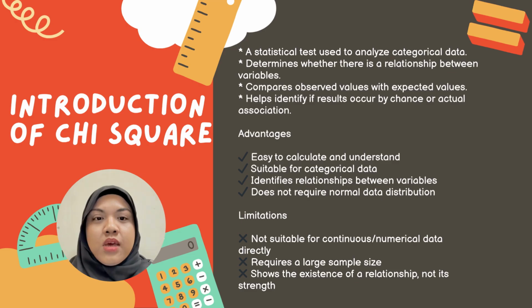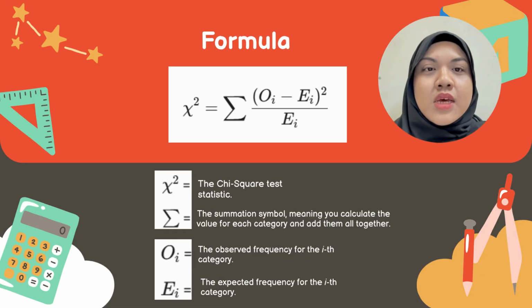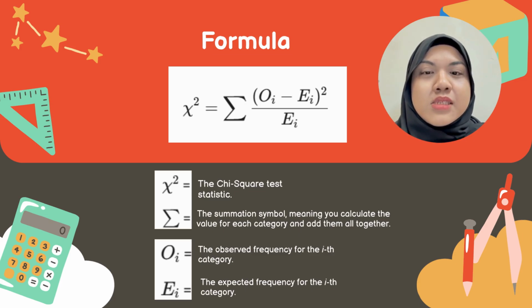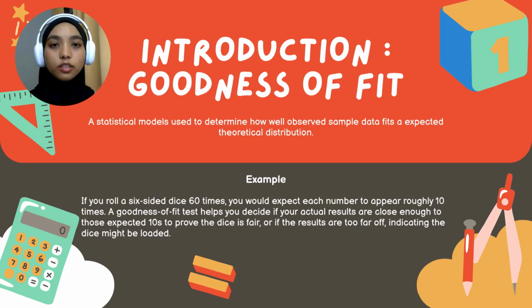Limitations of chi-square: it cannot be used for numerical or continuous data directly, requires a sufficiently large sample size, and shows whether a relationship exists but does not measure the strength of the relationship. The formula of chi-square is chi-square equals the sum of observed frequency minus expected frequency, squared, divided by expected frequency. So my name is Nurul Farawiyah and I will present on goodness of fit.